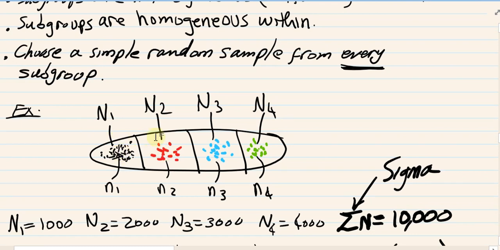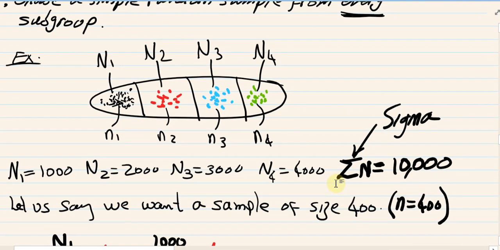So I have an example here. I have divided this hypothetical population into 4 strata. And I want a sample of size 400. See down here? I want to choose a sample of size 400 from these 4 subgroups. One thing I will not do, I will not pick 100, 100, 100, 100.